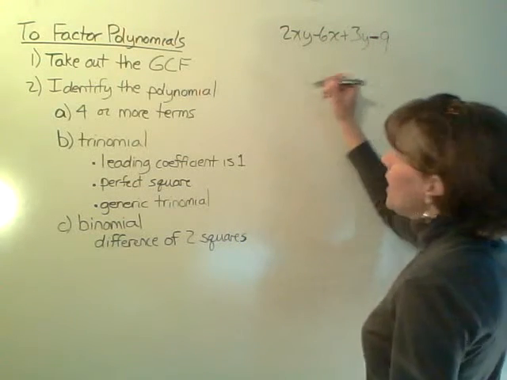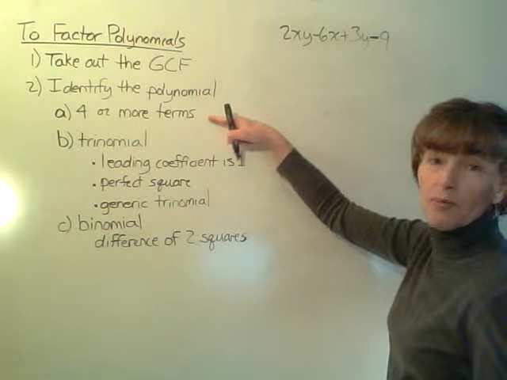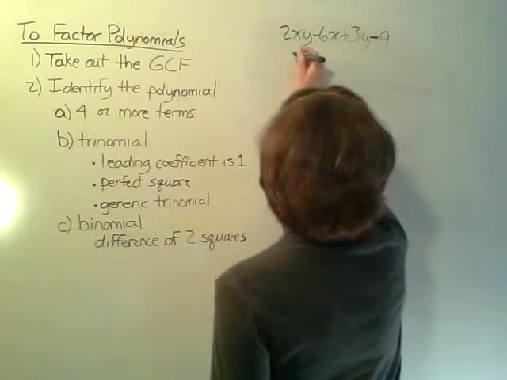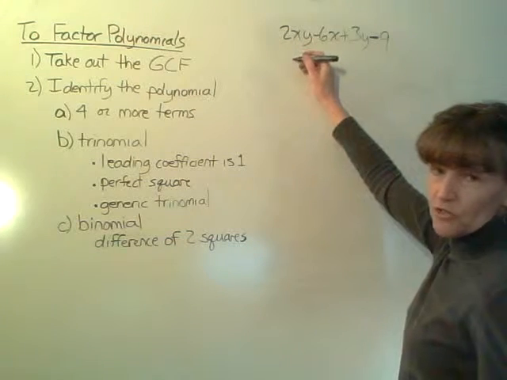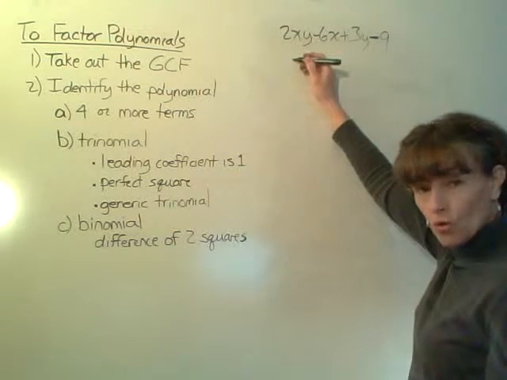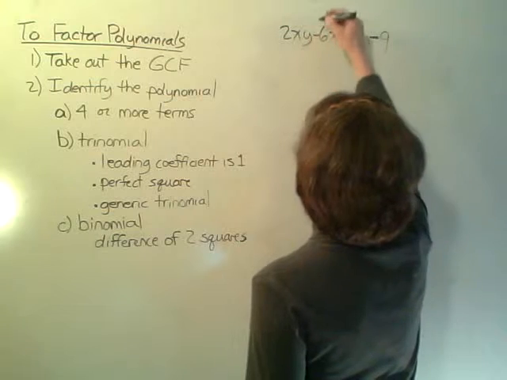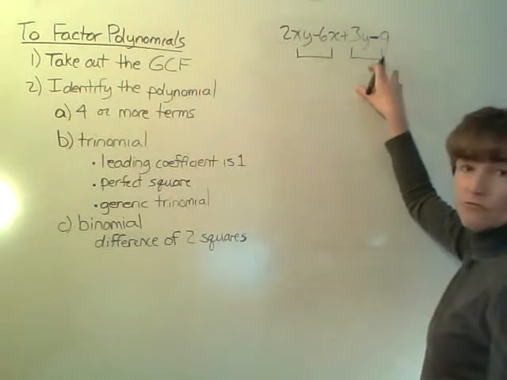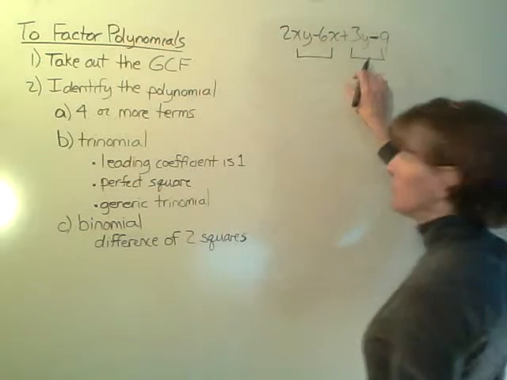All right, so I identify my polynomial. Well, my polynomial is 4 or more terms, so I factor by grouping. Now, remember that there are several different ways you can group, and they don't always all work. So if one way doesn't work, then I can try another way. I'm going to try these, grouping them first 2 and last 2, and see how far I can go.